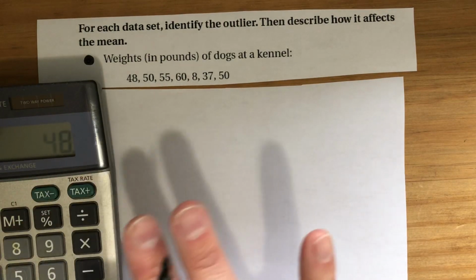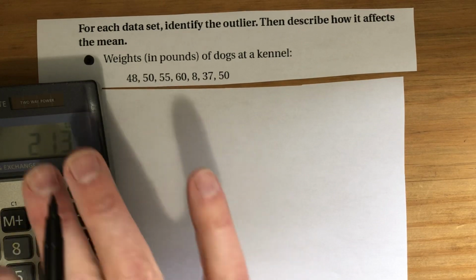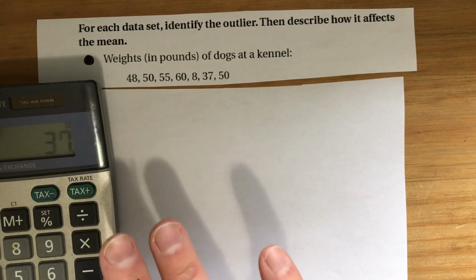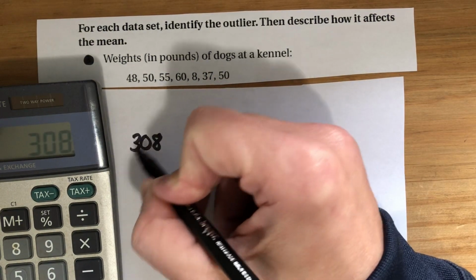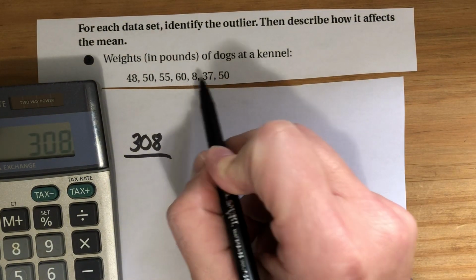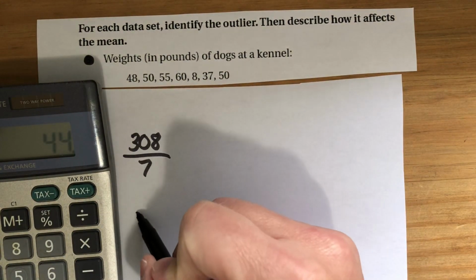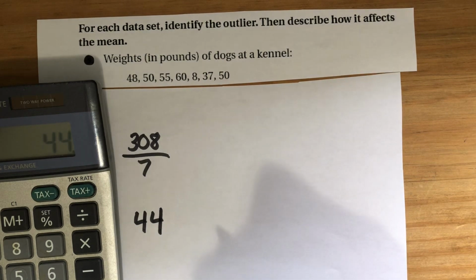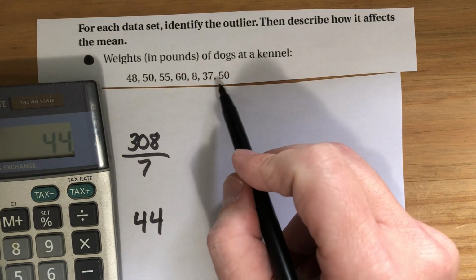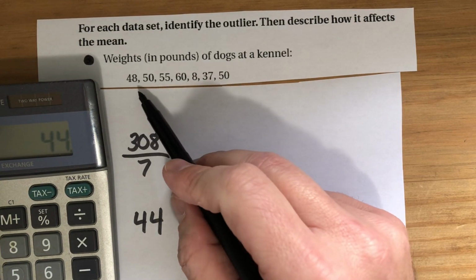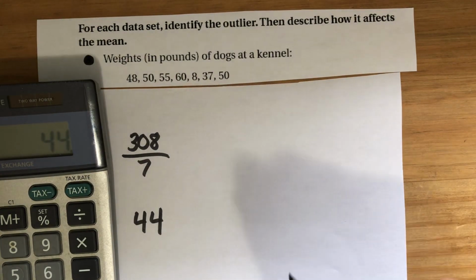So we're going to go ahead and use our calculator again. We're going to add 48 plus 50 plus 55 plus 60 plus 8 plus 37 plus 50. And we get a total of 308. And then we'll divide that by 1, 2, 3, 4, 5, 6, 7. And if I divide that by 7, I get an average weight of each dog is 44 pounds. That's not very realistic because most of the dogs, in fact, almost all the dogs weigh more than 44 pounds. That's not really very reflective of where that data clusters.